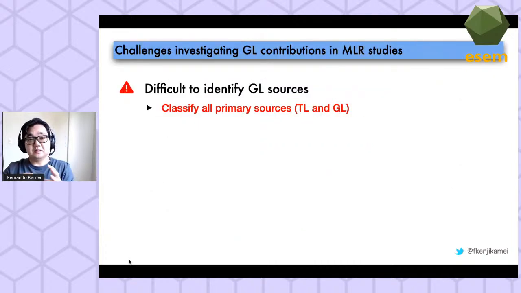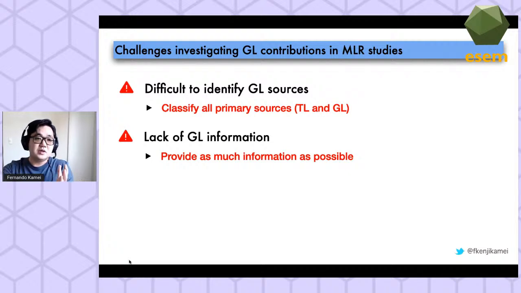So, to conduct this study, we identified three challenges. The first is related to the difficulty to identify gray literature sources. As a recommendation, it is important that researchers always provide a classification for all the primary sources, both traditional literature and gray literature, and also classify the gray literature by its types. It's important.